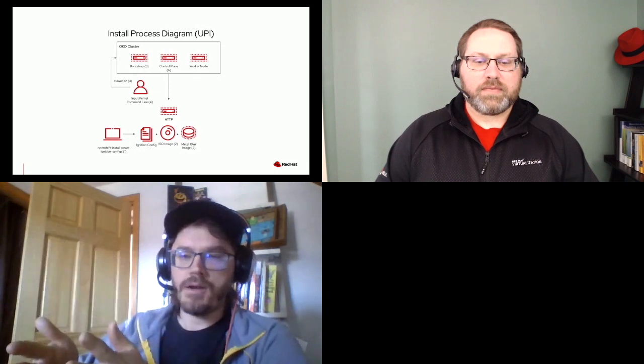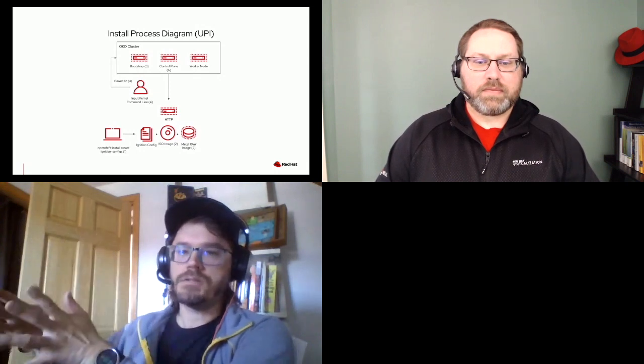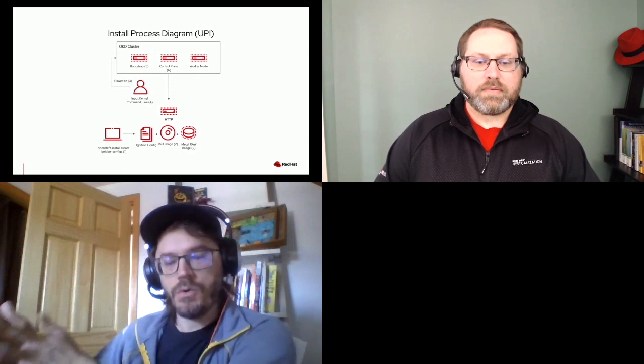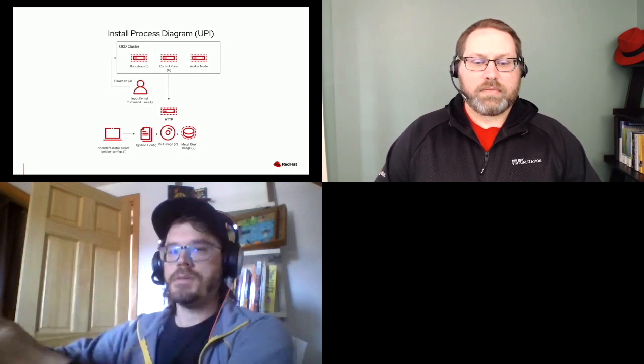But for newbies, I kind of think it's helpful to understand, okay, you have the installer binary, but there's some other things that are needed, like a node OS image, and other things that need to be ingested by the installer or generated by the installer, like ignition configs. It's just helping people visualize that process. Any other thoughts about that, Andrew?